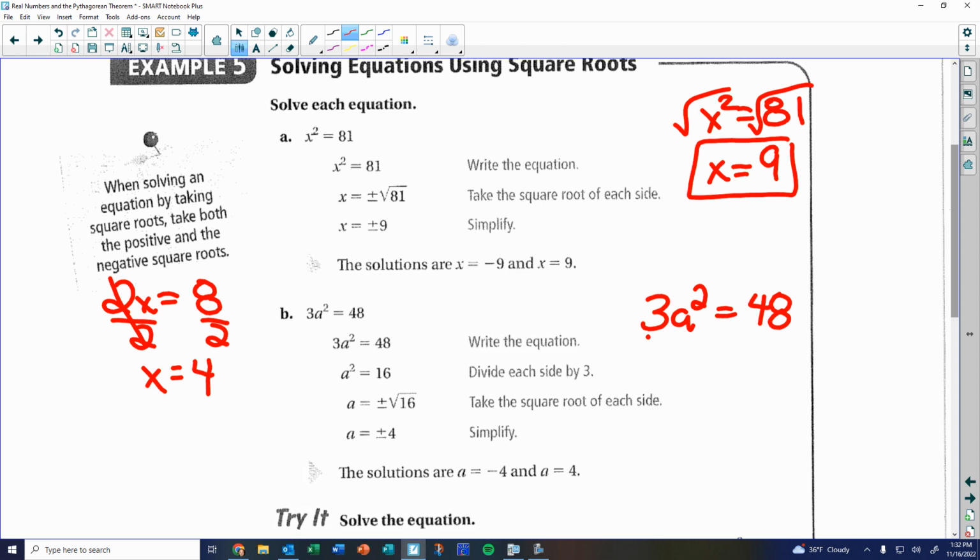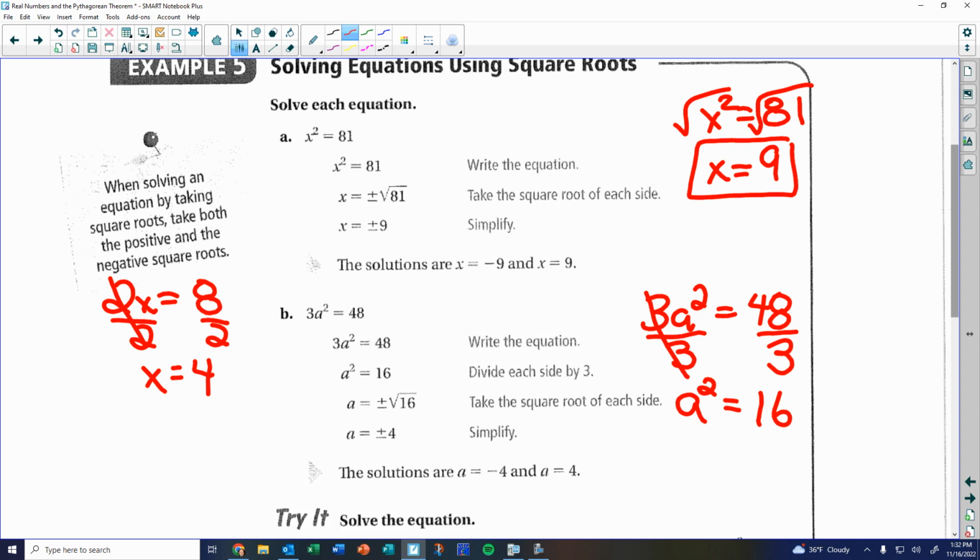3a squared, I want to divide both sides by 3. Okay. 3 divided by 3 is 1, leaving me my a squared. And what's 48 divided by 3? Everybody with a calculator. 16. Now I'm kind of back to where I was up above, right?